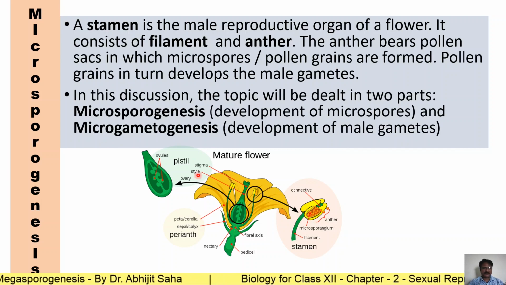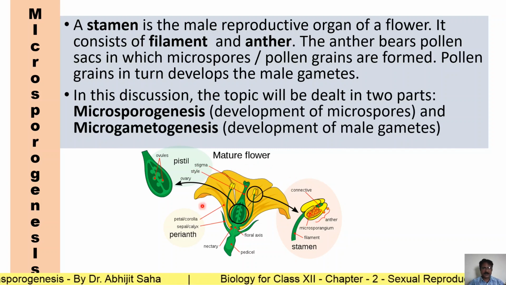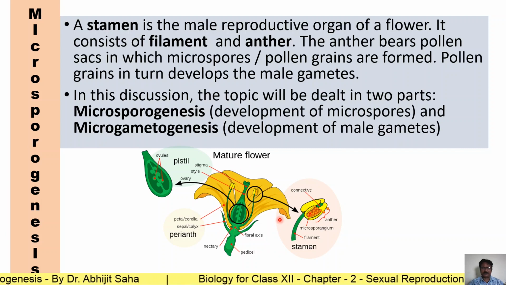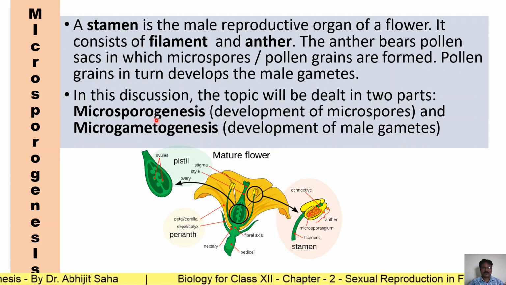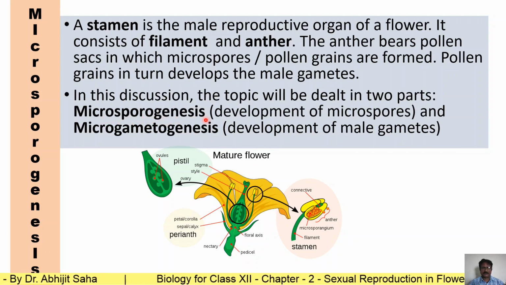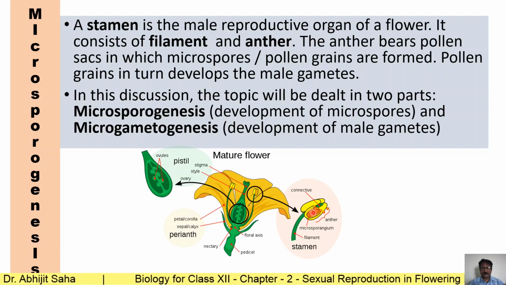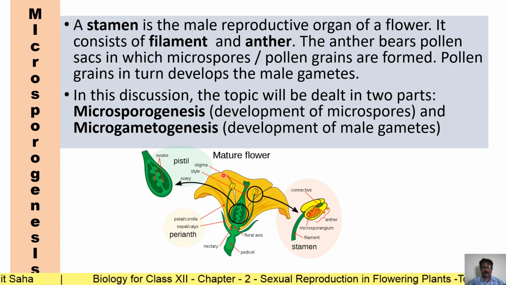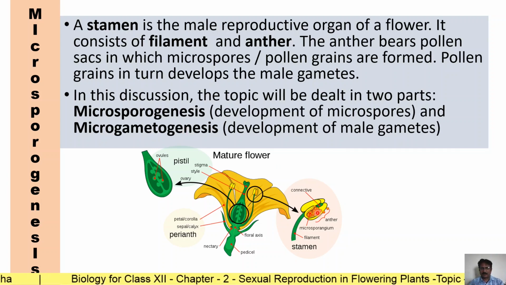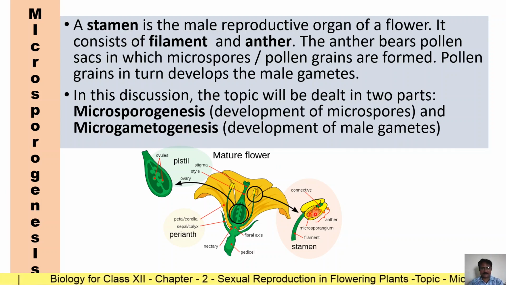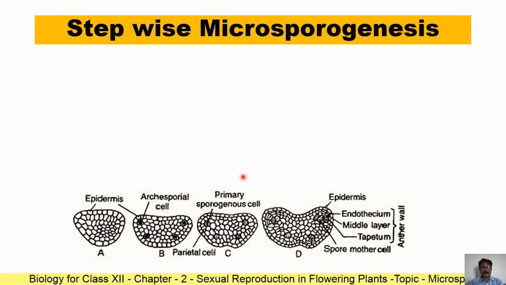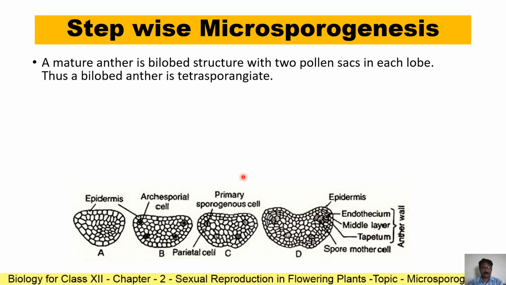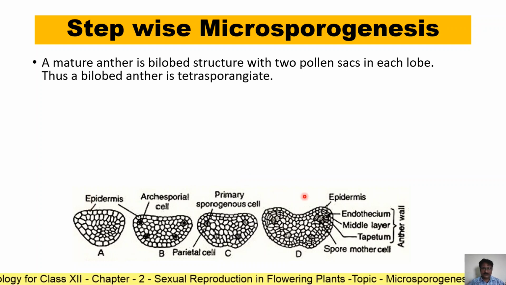In this discussion, we will divide this into two different topics. One will be microsporogenesis, which is the development of microspores, and next will be microgametogenesis, that is, how the male gametes are developed from the microspore. Let us start with microsporogenesis. Here you see this diagram.